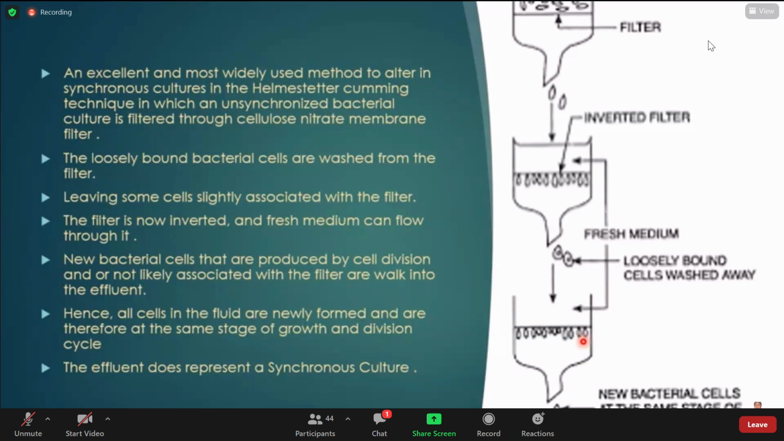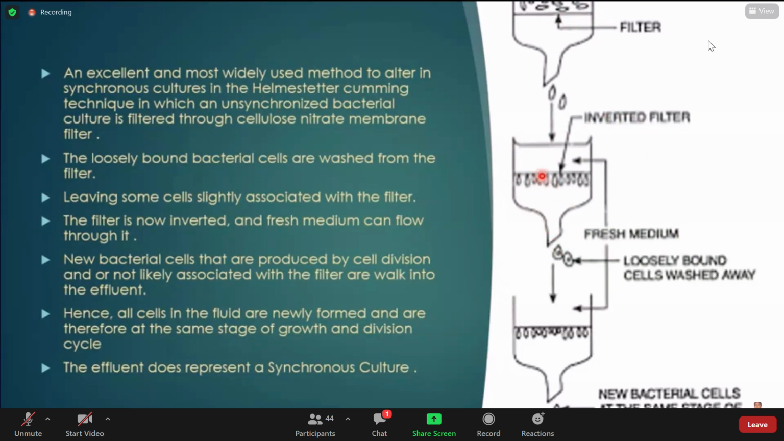Now, did you understand what I said? Here are the different sizes of the bacterial cells. When you pass them through a filter, a cellulose nitrate membrane, those with a big size will be left behind, those with a very small size are going to come through the filter, and only those of equal size to the pore size of this membrane are going to be trapped in that membrane. Now you take that membrane and keep it in an inverted position in another chamber and allow a fresh medium to flow through it.